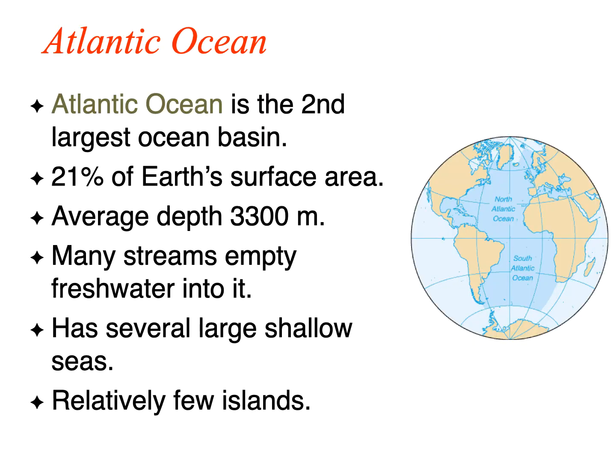Let's look at some of the characteristics of the various ocean basins. The Atlantic Ocean, as I said, is the second largest ocean basin, covers 21% of the Earth's surface, has an average depth of 3,300 meters. It has many freshwater streams emptying into it, and has several large shallow seas. There are relatively few islands in the Atlantic Ocean. However, down the center of the Atlantic Ocean, beneath its surface, is the mid-oceanic trench where new tectonic crust is created.